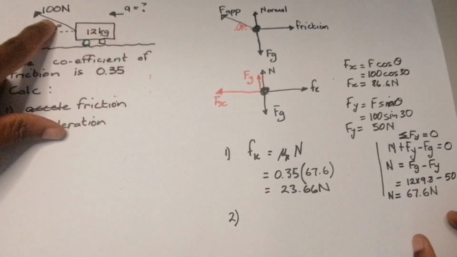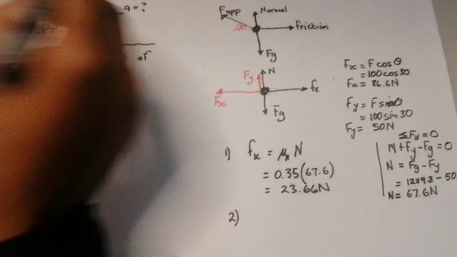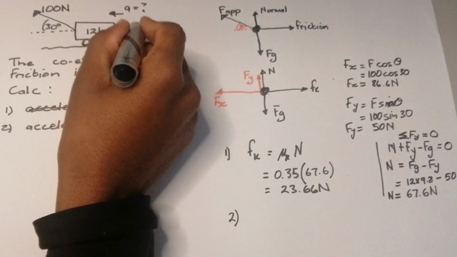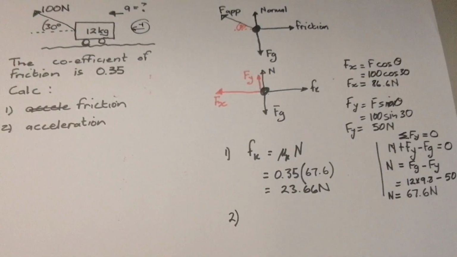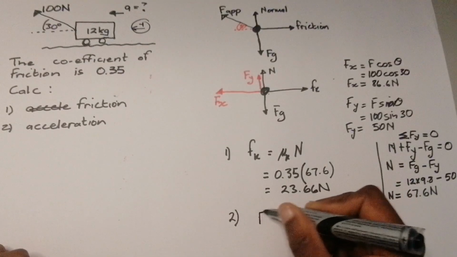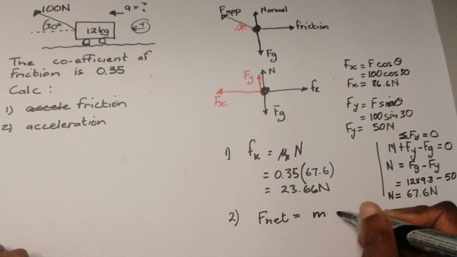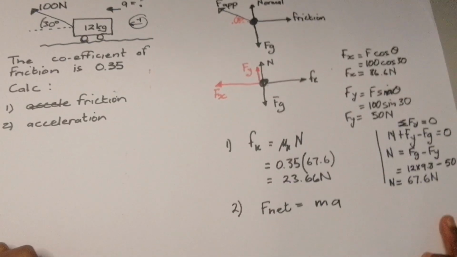So I'm going to take direction to the left as positive. I always consider direction of motion as positive, right? Especially, this is going to be extremely helpful when you do work, energy and power as well. So we know that F net is equal to MA. Keep that in mind, right?